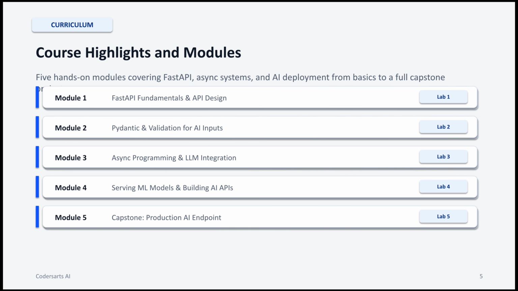The course is structured into 5 hands-on modules. Module 1: FastAPI fundamentals and API design. Module 2: Pydantic and validations for AI inputs. Module 3: Async programming and LLM integrations. Module 4: Serving ML models and building AI APIs. And Module 5: Capstone project. Build a production AI endpoint. You will progress from basics to building a complete production-ready system.